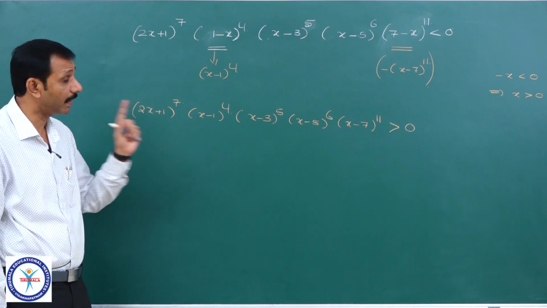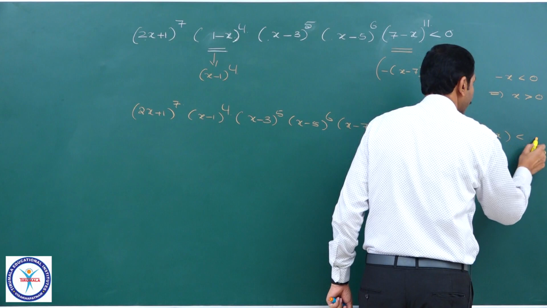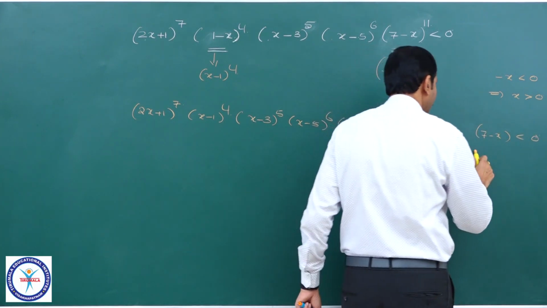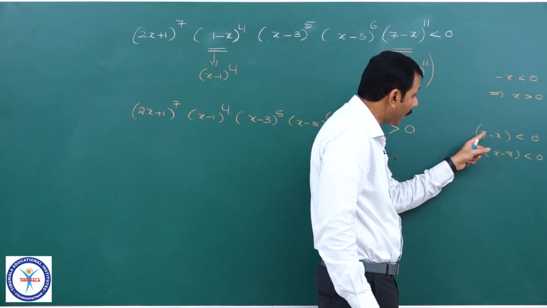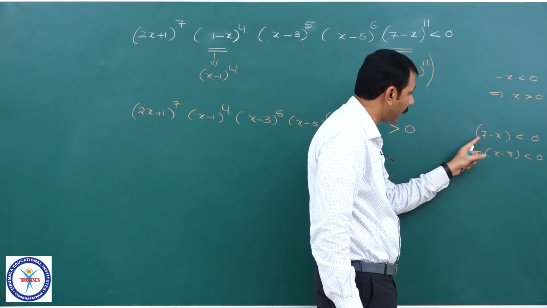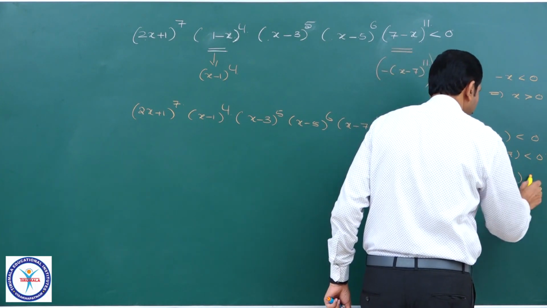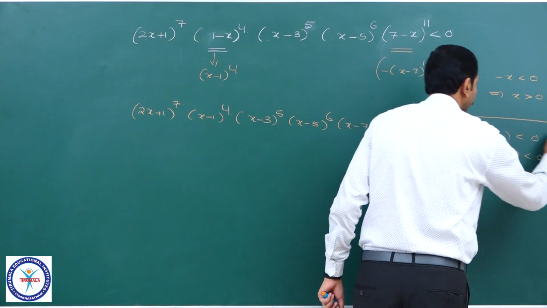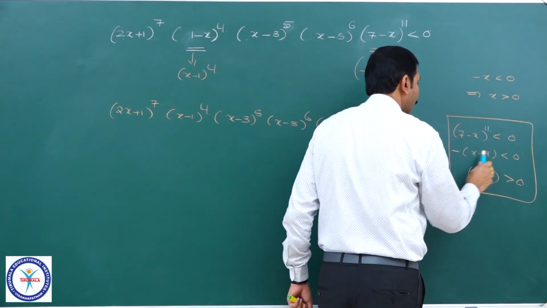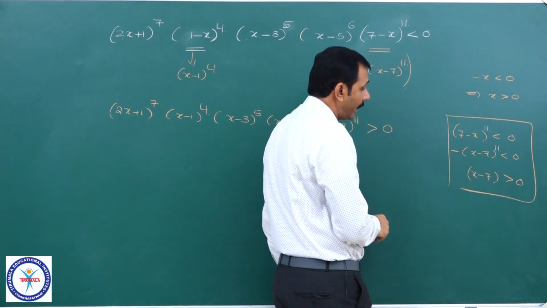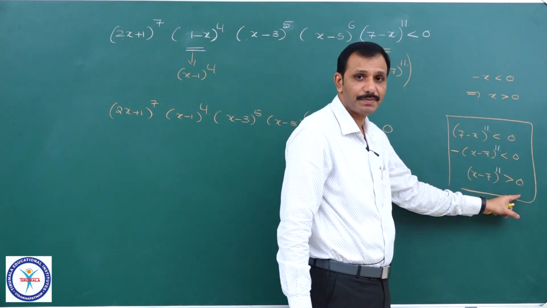One must be very careful here. See here, whenever 7 minus x is less than 0, if I take minus common, it will become minus of x minus 7 less than 0 only. Now I have not multiplied with any negative sign, the minus is outside. Now I am multiplying with my negative sign, x minus 7 greater than 0. Even if I take power 11, minus outside whole power 11, now multiplying with a minus sign means x minus 7 whole power 11 will become greater than 0.